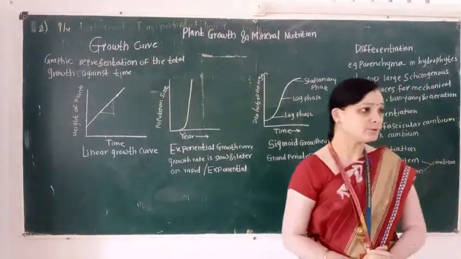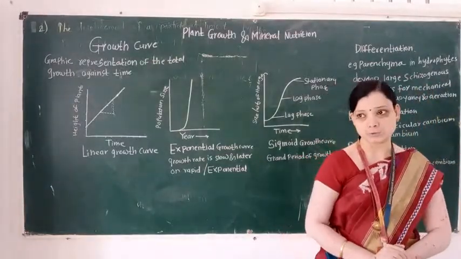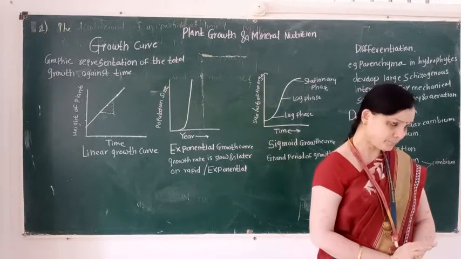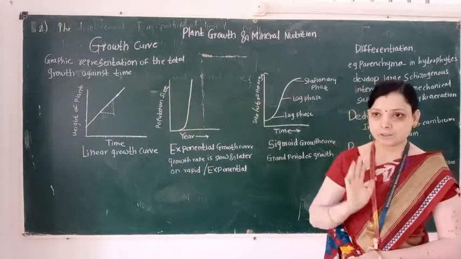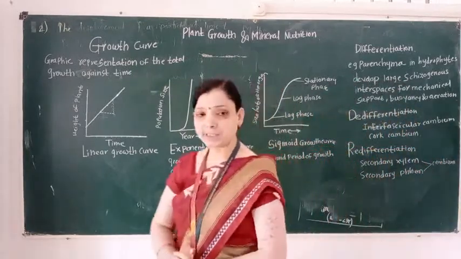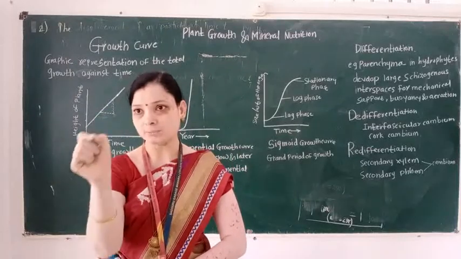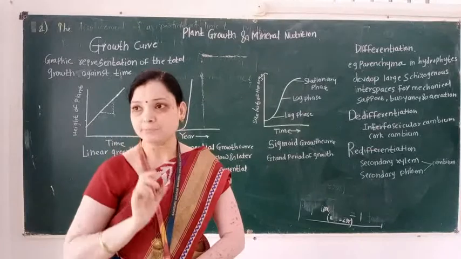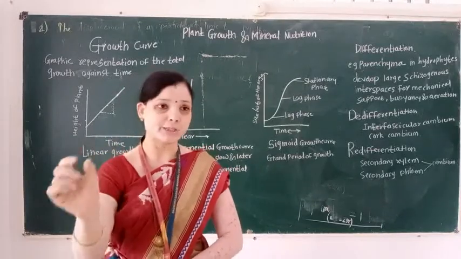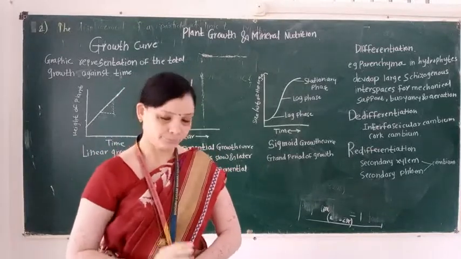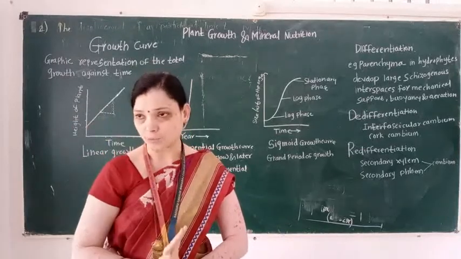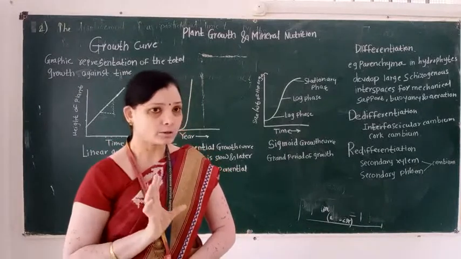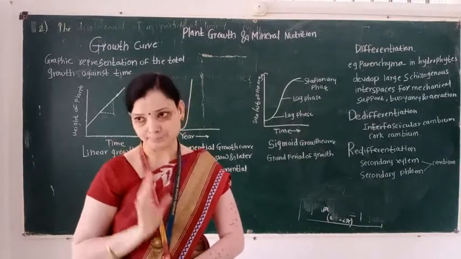Then we see the types of growth curve. How many types of growth curve are there? There are three types. First type is known as the linear growth curve. Second type is known as the exponential growth curve. And third type is known as the sigmoid growth curve.